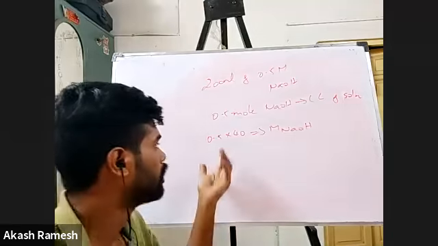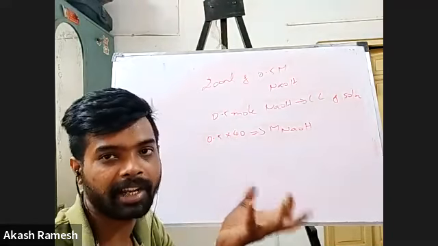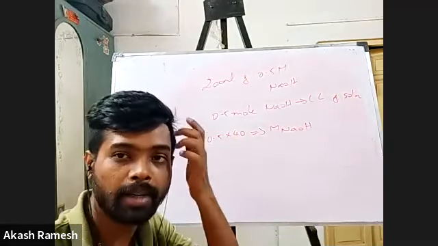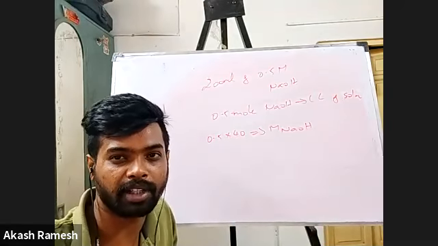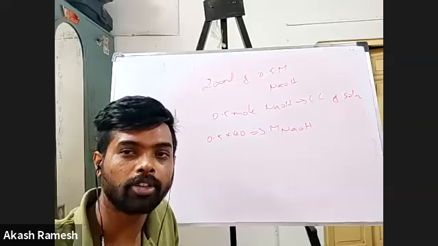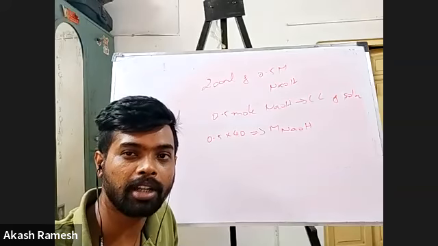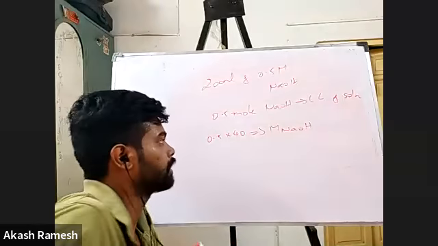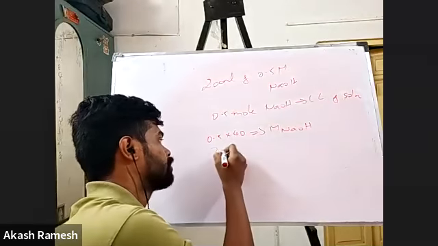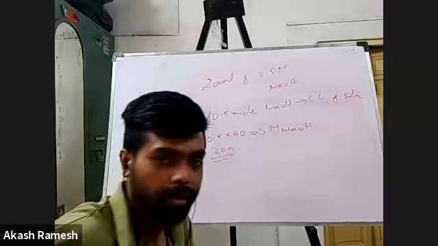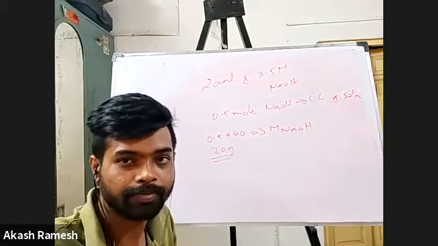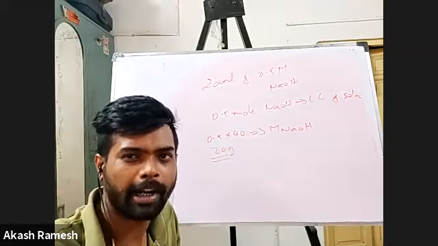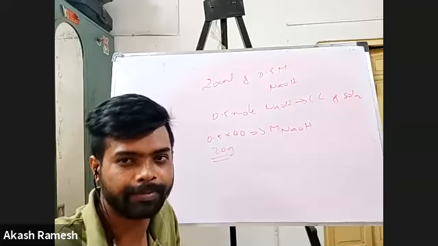So this many grams of NaOH I take. I measure it. You will have something called a physical balance, or a weighing machine, in your chemistry labs, right? You will go to the weighing machine and weigh, 0.5 into 40 is 20 grams. You will weigh exactly 20 grams of NaOH, and take it back to your slab.